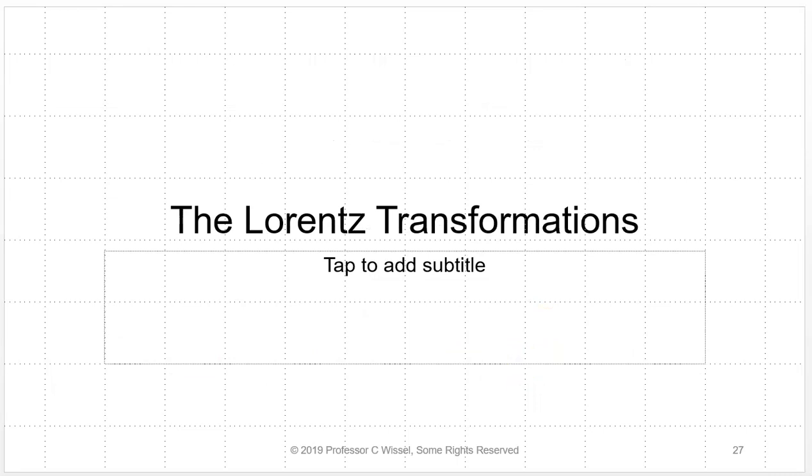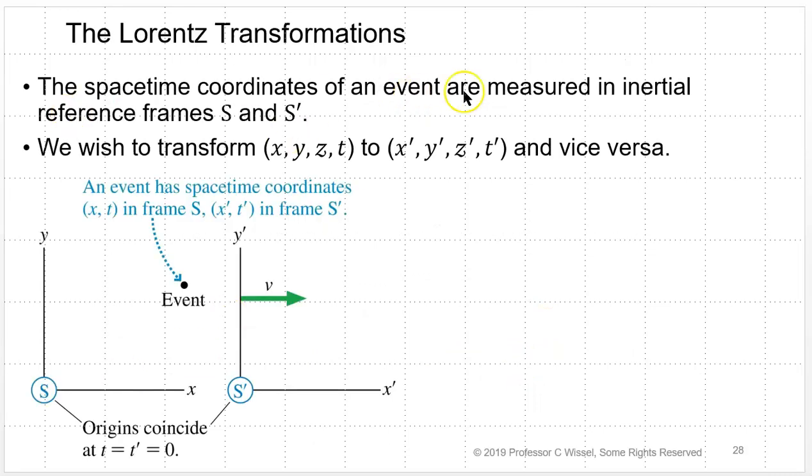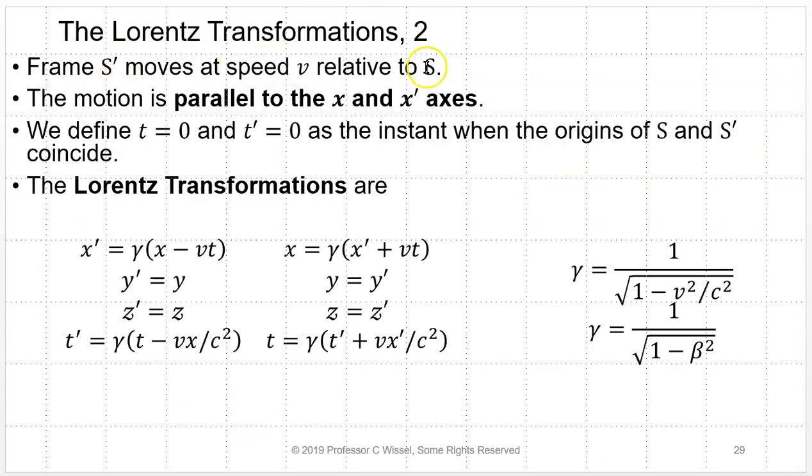Now we're going to talk about the Lorentz transformation. The space-time coordinates of an event are measured in inertial reference frames S and S prime. We wish to transform the x, y, z, and t of the S frame to the x prime, y prime, z prime, t prime of the S prime frame and vice versa. Remember, the frame S prime moves at speed v relative to S. So the motion is parallel to the x and x prime axis. We define t equals 0 and t prime equals 0 as the instant when the origins of S and S prime coincide. The Lorentz transformation: x prime equals gamma times the quantity x minus vt, y prime equals y, and z prime equals z, because those coordinate axes are not affected by this motion.